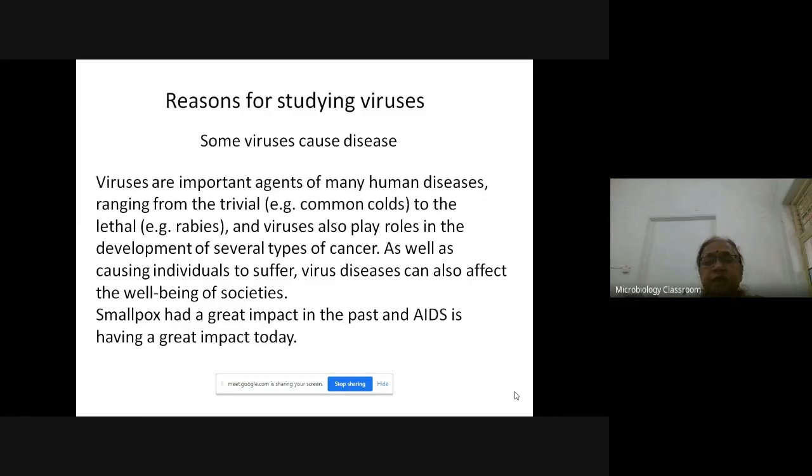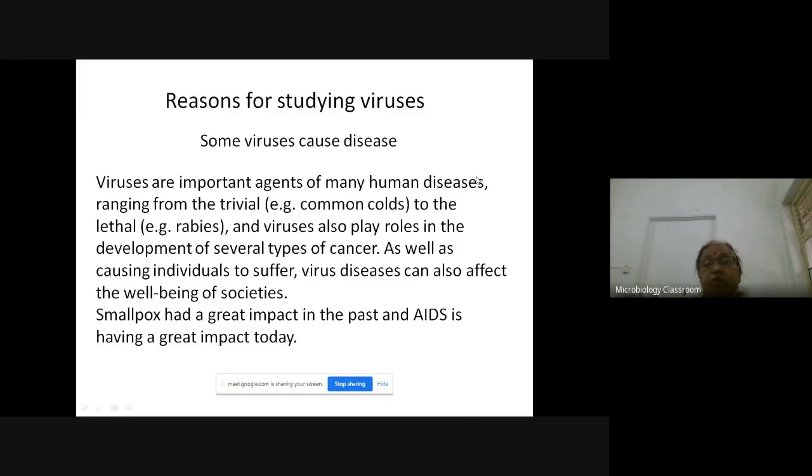What if we just neglect them? They are a part of nature, and let them be. Why should we be so inquisitive in studying agents which cannot be seen, which have to be seen by the electron microscope? As far as the diseases are concerned, we can consider some diseases which can be treated or which cannot be treated. But this is not the case. So the point here is reasons for studying the viruses. Here we will see why we are interested in studying the viruses.